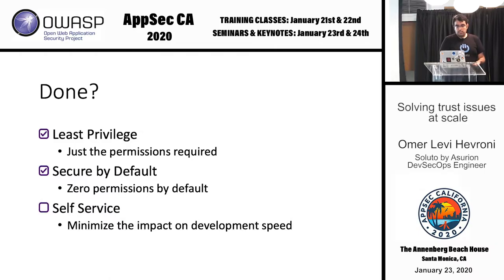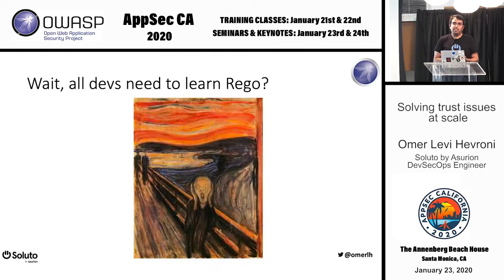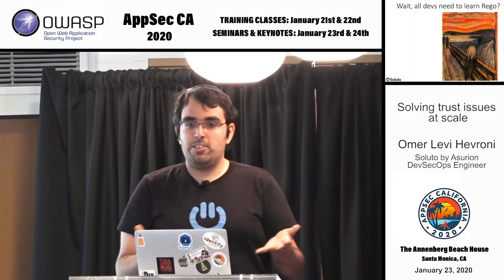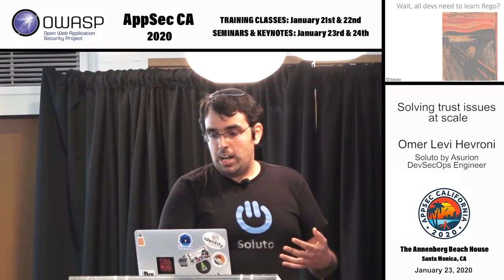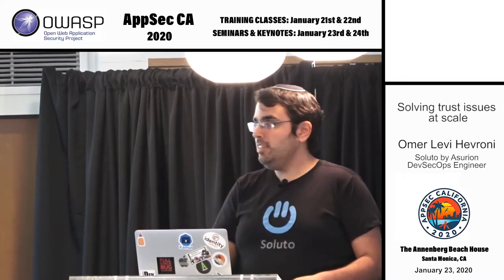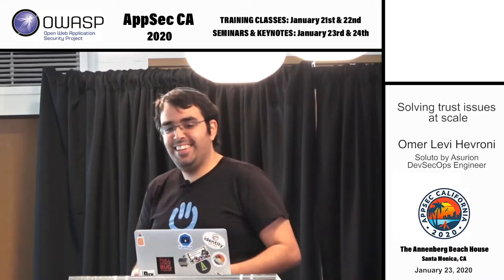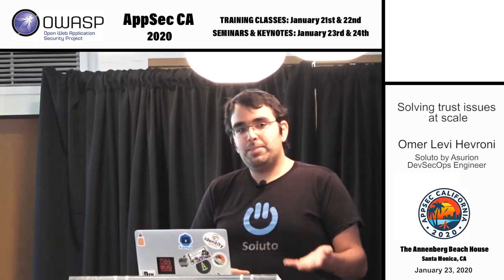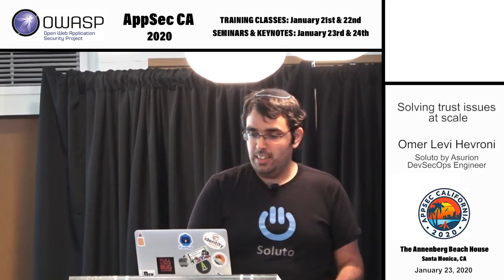But it's still not perfect, because Rego is a bit ugly, let's be serious. And we can't expect all the developers to learn Rego just so they can do authorization. And this is where abstraction comes in handy, and I don't know what happened to the meme that was here, but there was supposed to be a meme here about abstraction. Anyway, we need to put some sort of abstraction on the Rego so devs will not hate us.